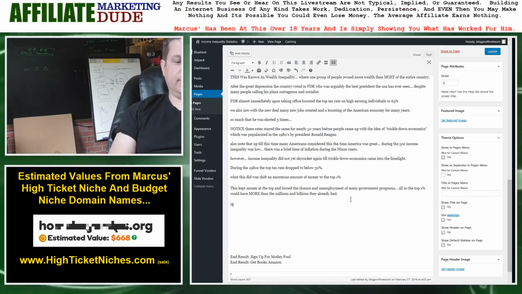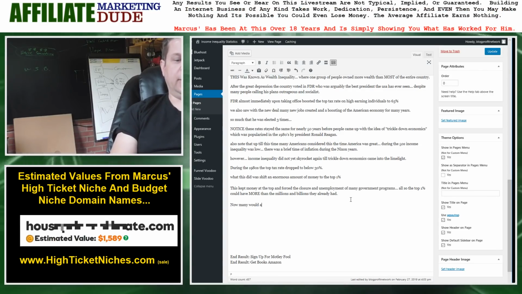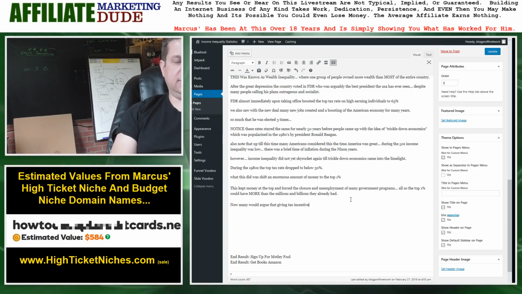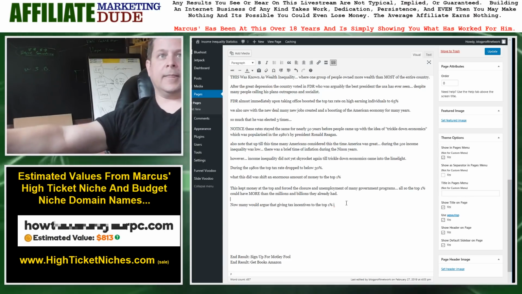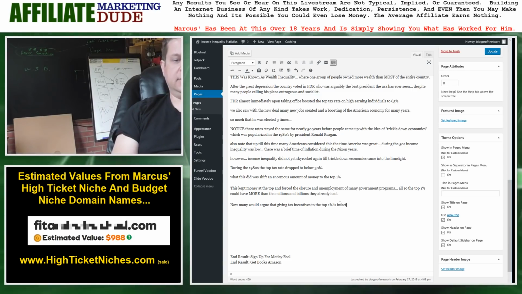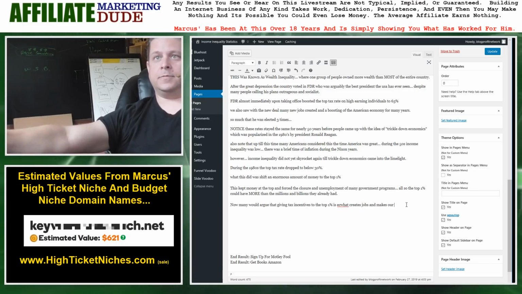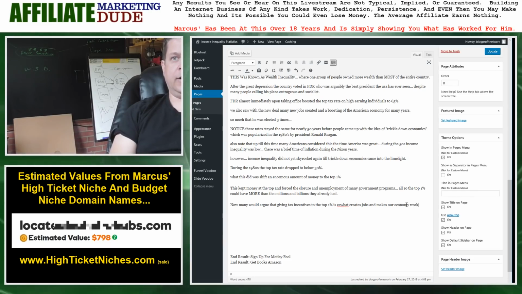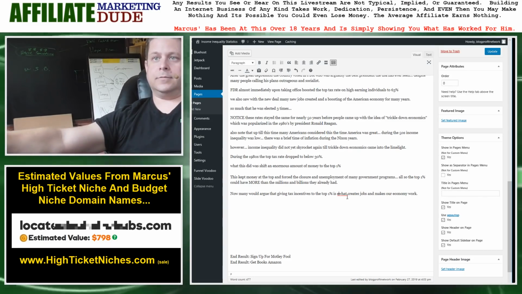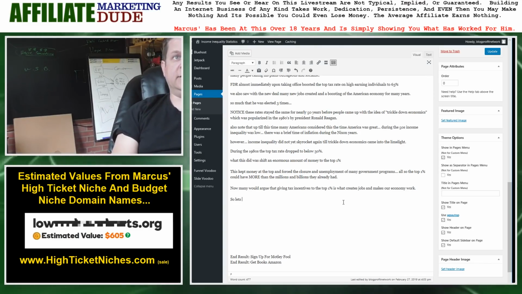Now, many would argue that giving tax incentives to the top 1% is, in fact, what creates jobs and makes our economy work. So, let's challenge that. Okay?